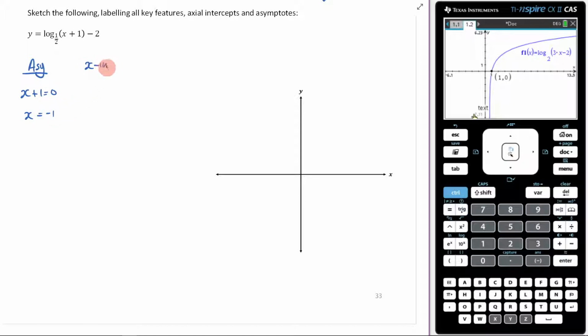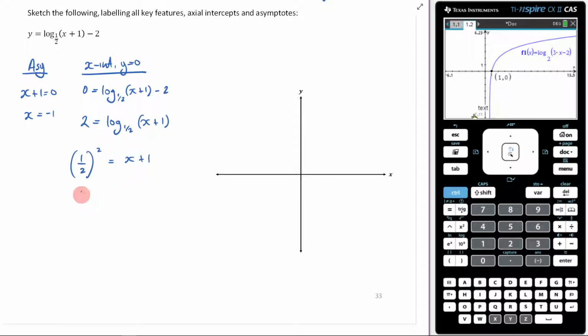What's the x-intercept? Well, that occurs when y is equal to 0. You chuck 0 in here, you get 0 equals log base a half of (x plus 1), minus 2. This is going to be 2 is equal to log base a half of (x plus 1). This is a half raised to the power of 2 is equal to x plus 1. This is going to be 1 on 4 is equal to x plus 1. Because I'm going to have to subtract 1 from this, this is going to be negative 3/4 is equal to x.